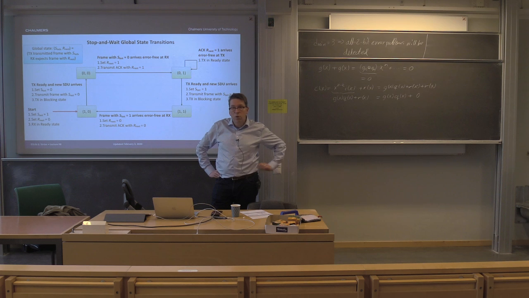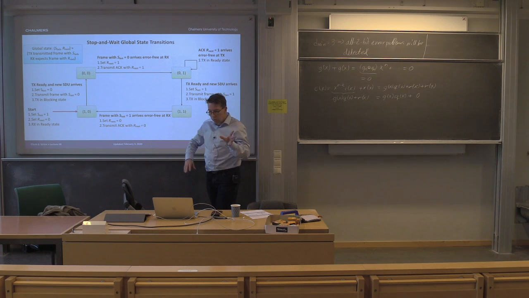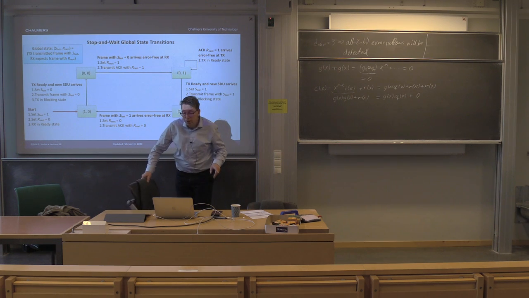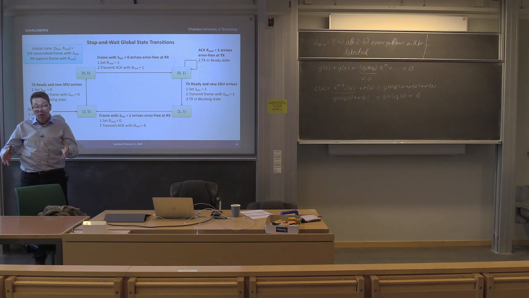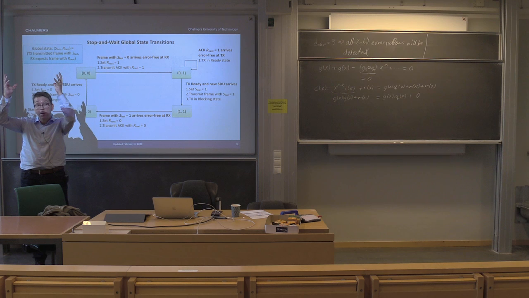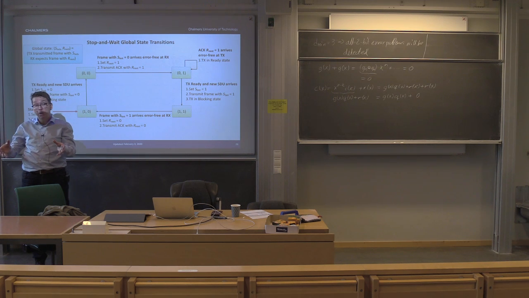Yeah, exactly. Let me rephrase this comment and question: as a receiver, when I get a packet, I can only see whether it is a code word or not. If it is a code word, then I would trust the content of it. And it could be that it also has the right sequence number. And if it has the right sequence number, I will send this up, even though it might be corrupted.